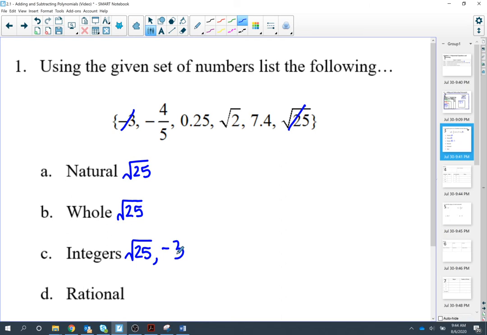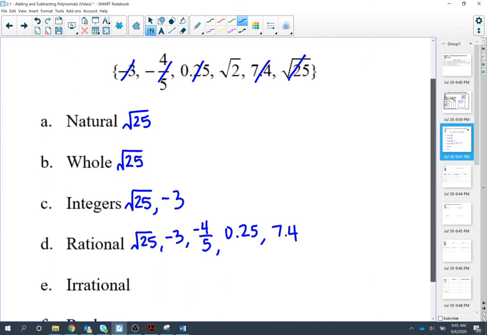So let's move on to our rational. So rational is integers, whole numbers, natural numbers. Rational is that bigger box, which is everything. So once again, I'm going to copy down my square root of 25 and my -3. But then I'm going to go, okay, but rational is also my fractions, my decimals that terminate, and my decimals that repeat. So I'm saying, okay, well, I've got a fraction. That's -4/5. I've got 0.25, which is a terminating decimal. It's also 1/4, which could be written as a fraction. And then I've also got 7.4, which is a terminating decimal.